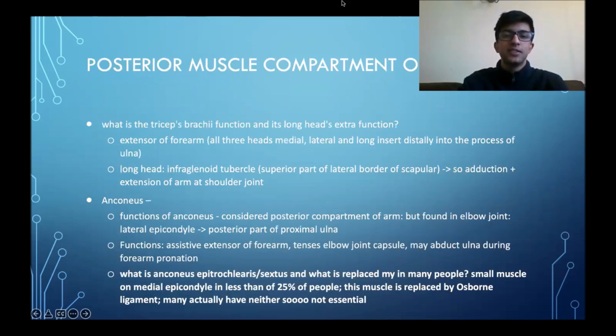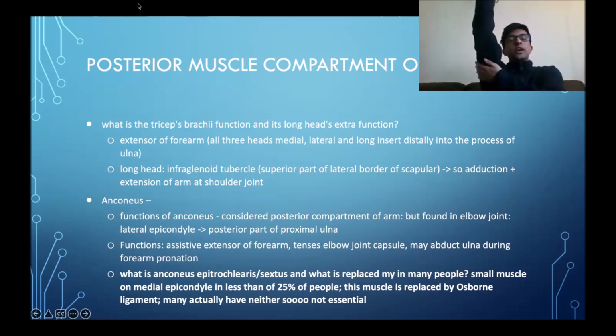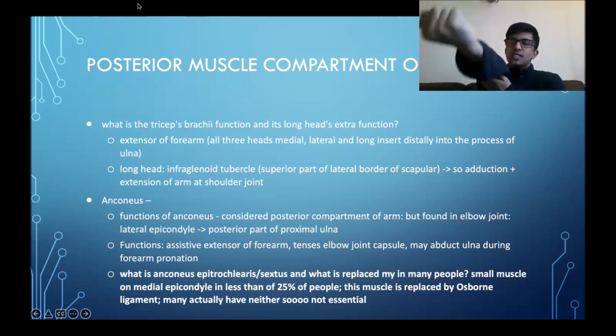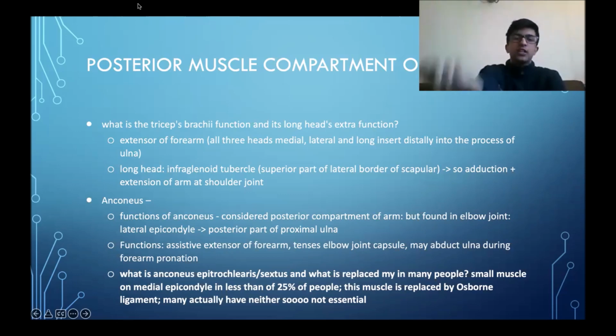Okay, next slide, please. I'll finish the posterior muscles and then I'll stop and we can have a break. Posterior compartment of the arm. Here, feel it with me, guys. You have triceps, the extensor of the forearm. It's attached here to here, imagine, and it's pulling at the elbow: extension, extension, extension.